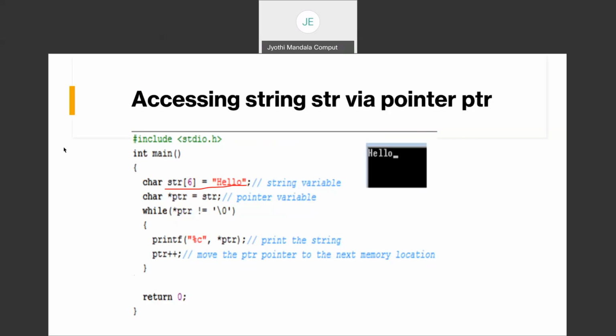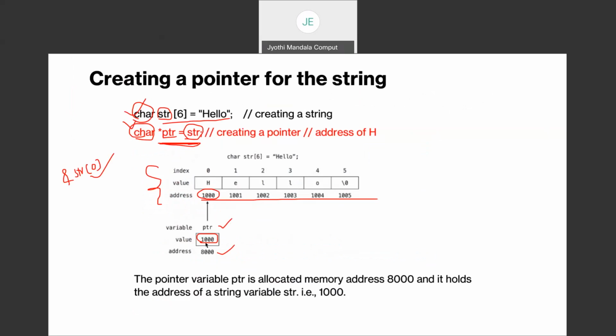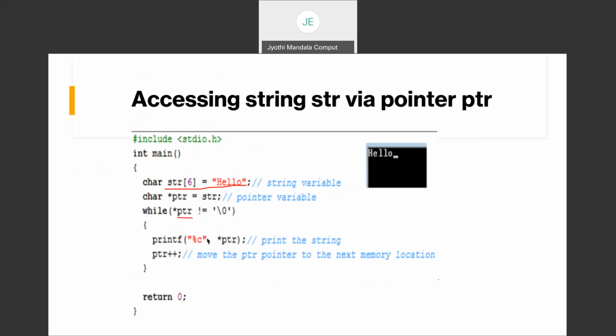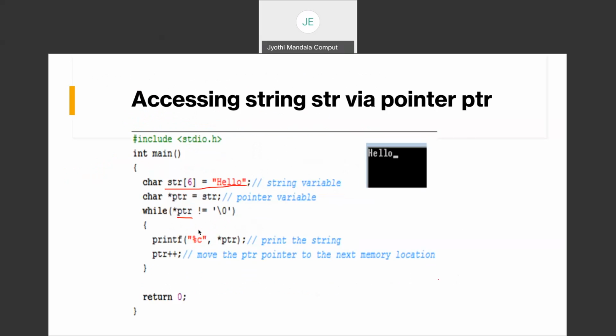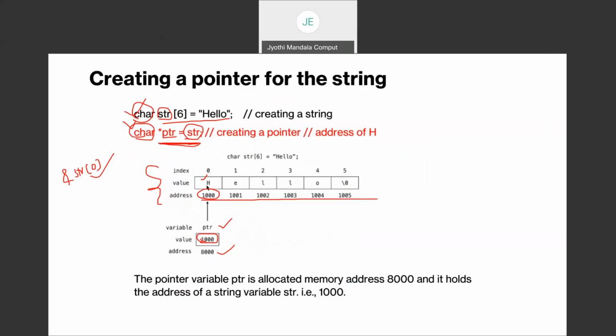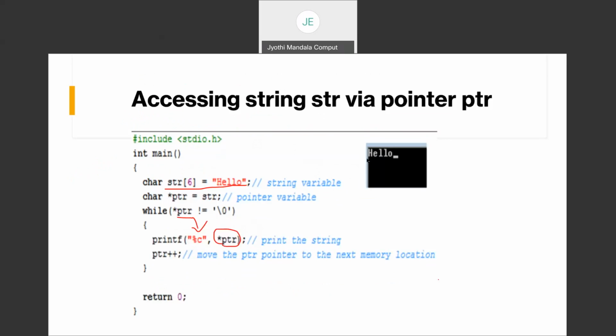But here, what I am doing is I am using my ptr to print the string. So what happens? Initially, the ptr value is 1000, isn't it? Now it will check whether star of ptr is \0 or not. Star of ptr is nothing but h. For the first time, it is not equal to 0. Then it will enter here, and whatever value you have, star ptr, your h will be printed. So you will get h now.